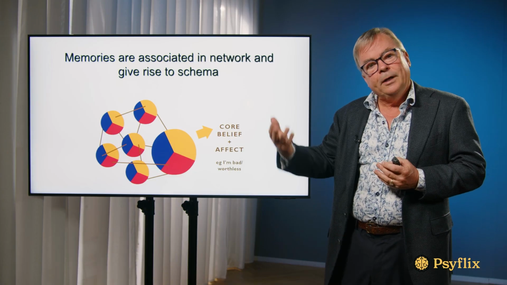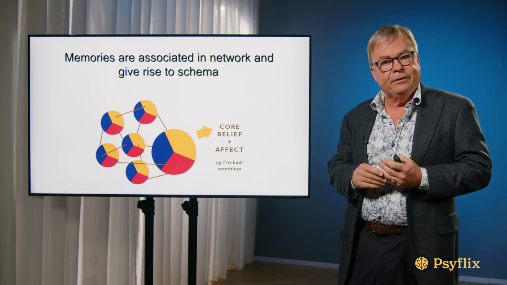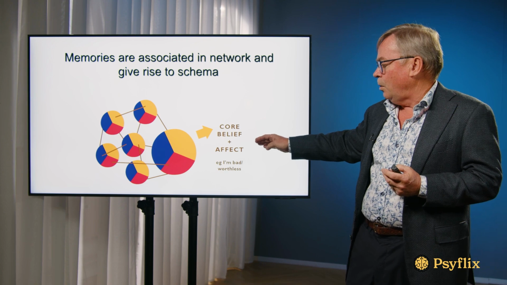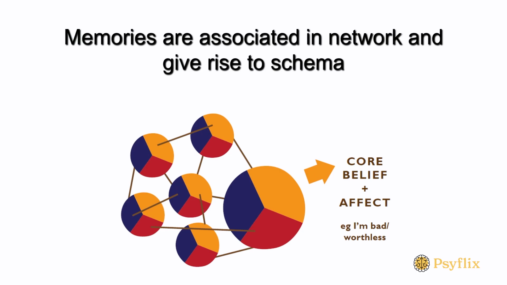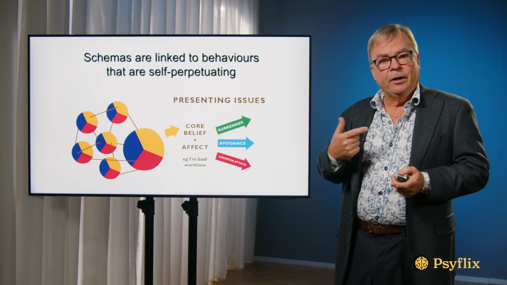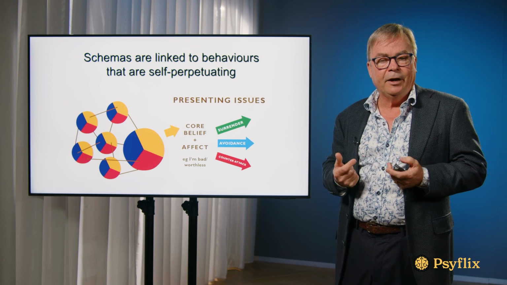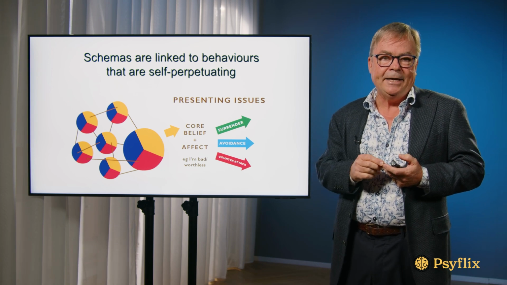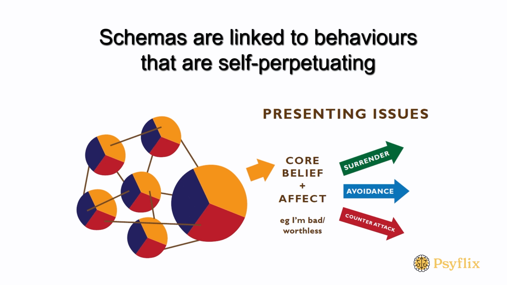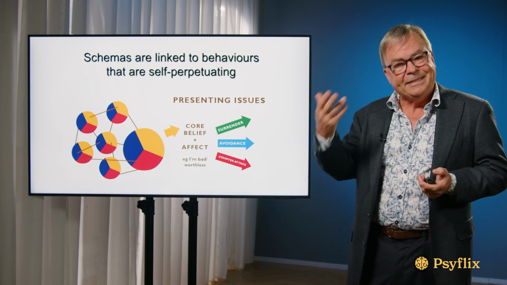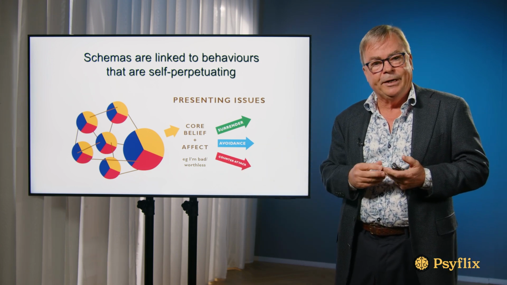Now the schema model gives us another layer of understanding of what's going on. These experiences combine together to produce a core belief. For example, for a client that might be, I'm bad or I'm worthless. Schema theory also tells us that once this early maladaptive schema develops, the person will behave in ways that maintain the schema. So they might surrender to the schema or resign themselves to the schema. An example of that for someone who's worthless is they might stay in a relationship where someone's treating them badly.